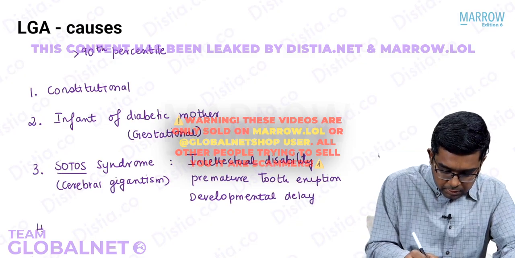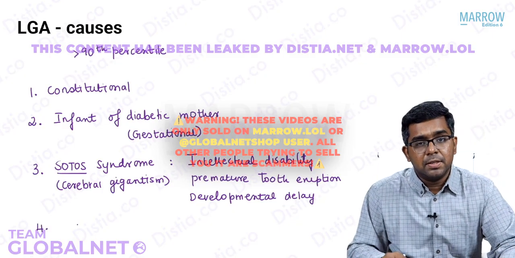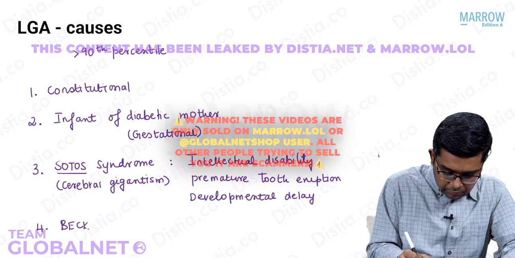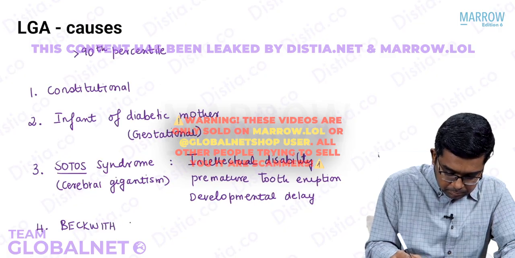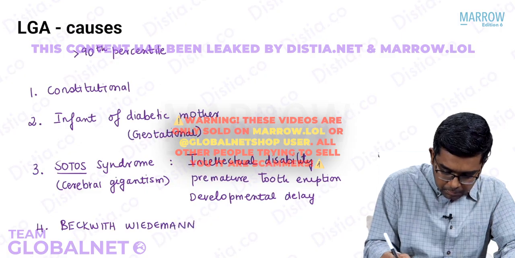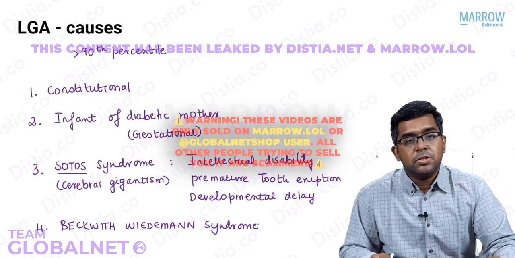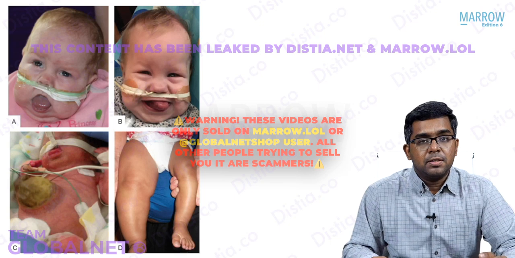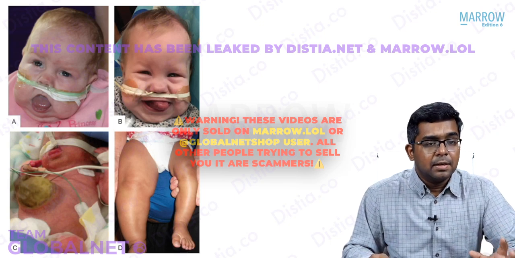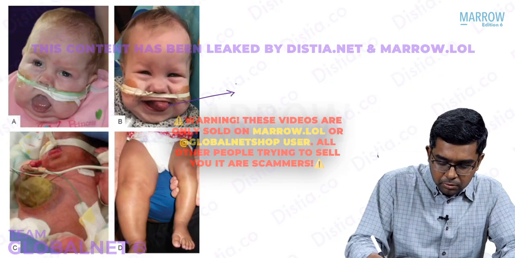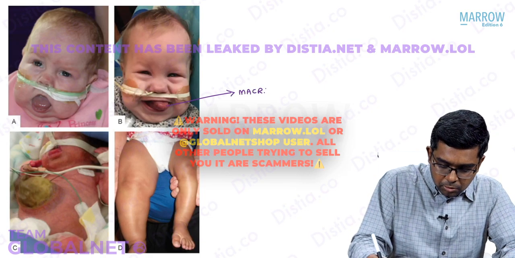And number 4 is another important condition, which has been asked recently in the competitive exams, which goes by the name of Beckwith-Wiedemann syndrome. The characteristic features of this Beckwith-Wiedemann syndrome are given in this picture, where you can see the baby appears big in size. Number 1. Number 2 is the presence of this big tongue which is coming out, what you call macroglossia.